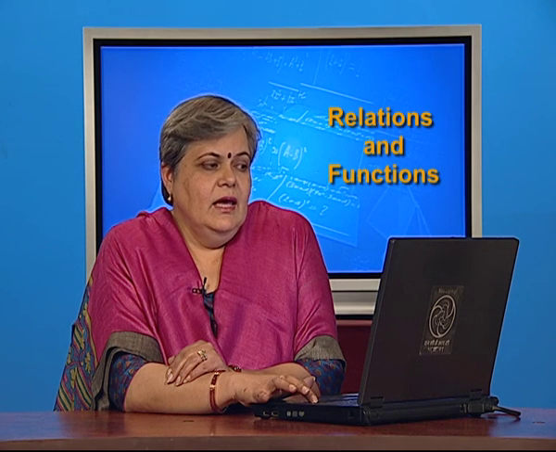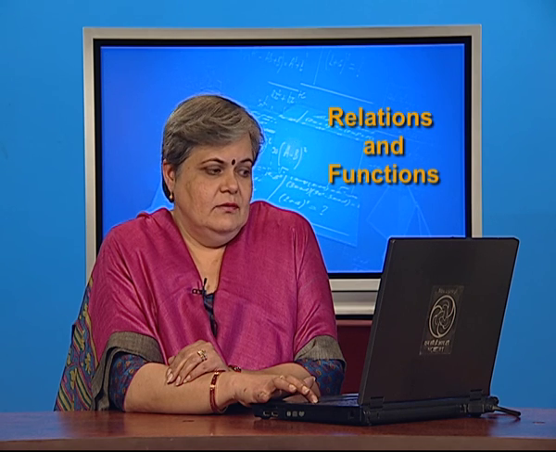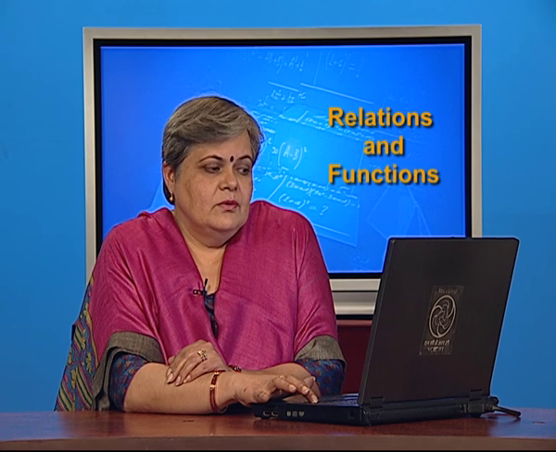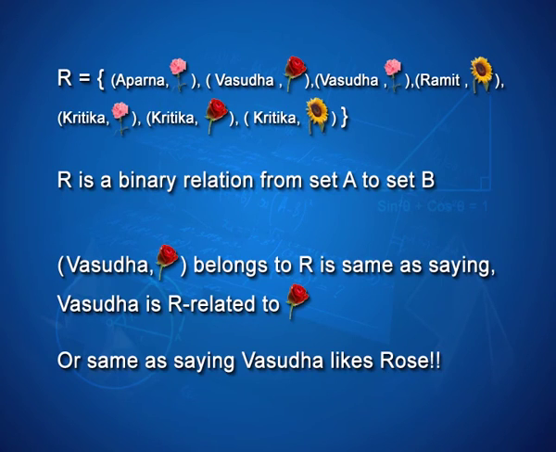If I take an element of this set, say Vasudha comma rose, then I say that Vasudha comma rose belongs to R. Same as saying that Vasudha is R related to rose. In plain simple English, it means that Vasudha likes rose.